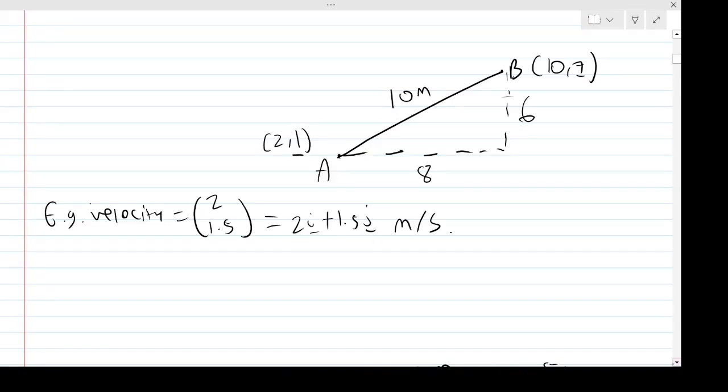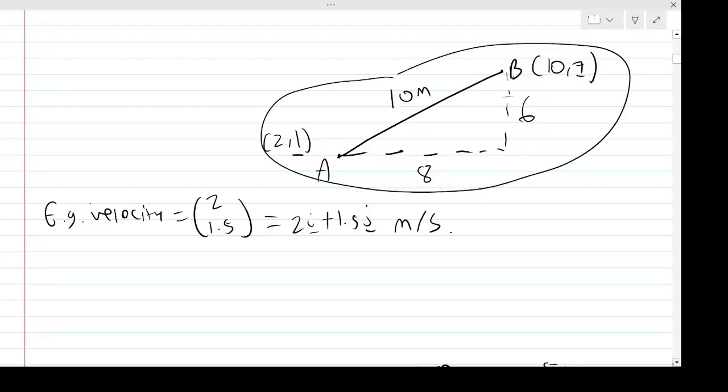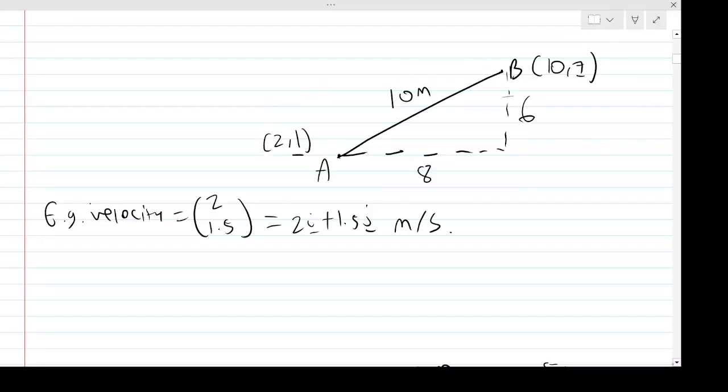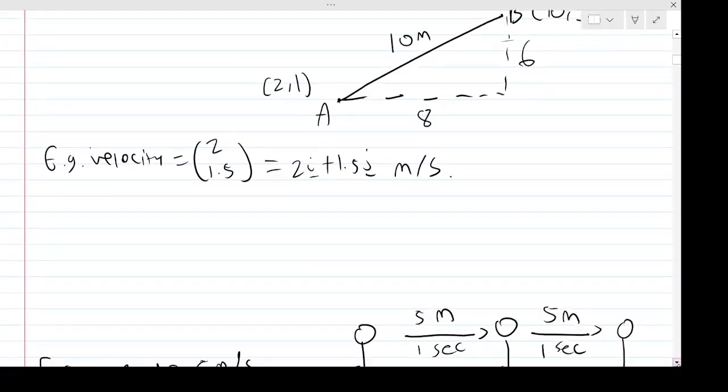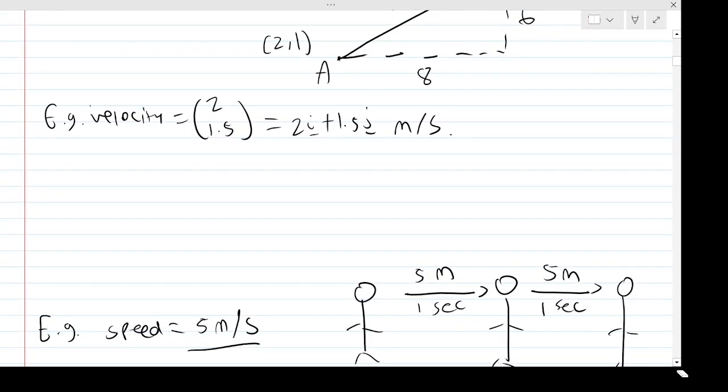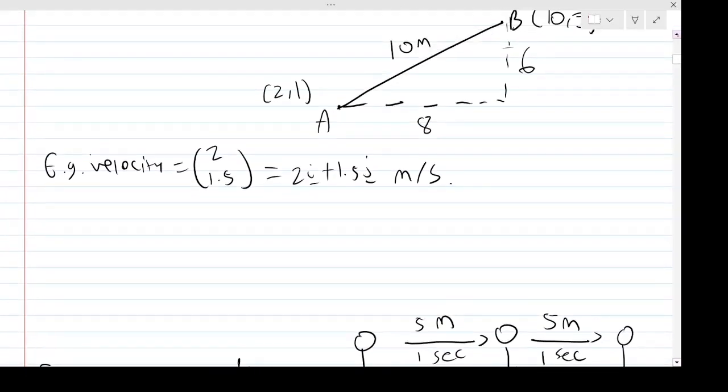But what does this mean? In terms of this journey, I'm moving from point A to point B, from point (2, 1) to point (10, 7), so I'm moving 8 across and 6 up overall. What exactly does this velocity mean? It's analogous, very similar to the speed example. It's telling me that starting at point A, I need to move by this vector every second. So I'm going to add this vector on to the point every second.